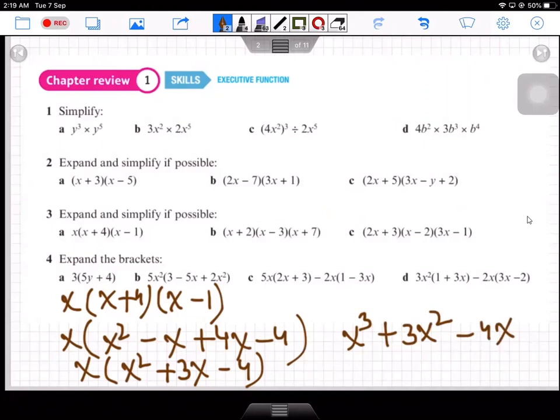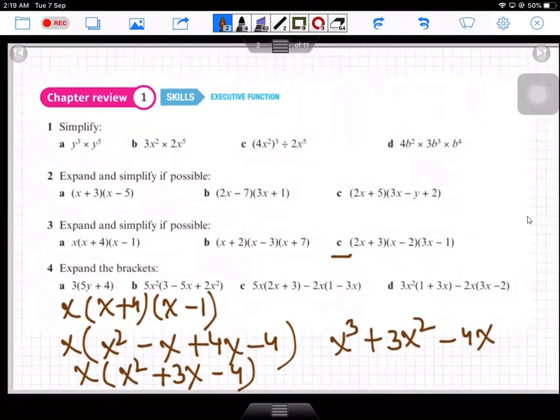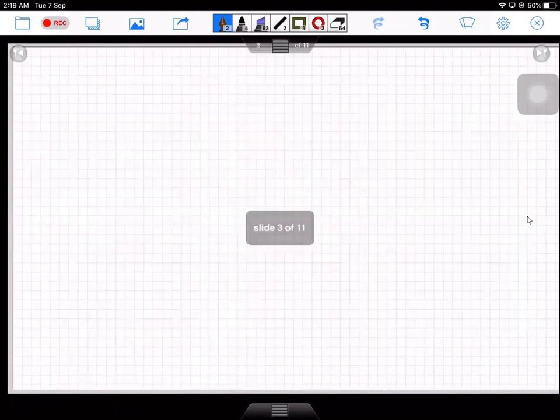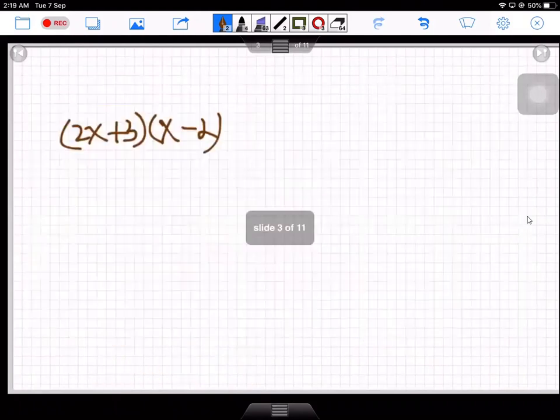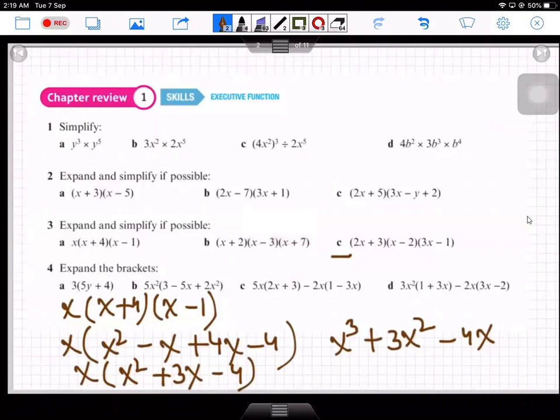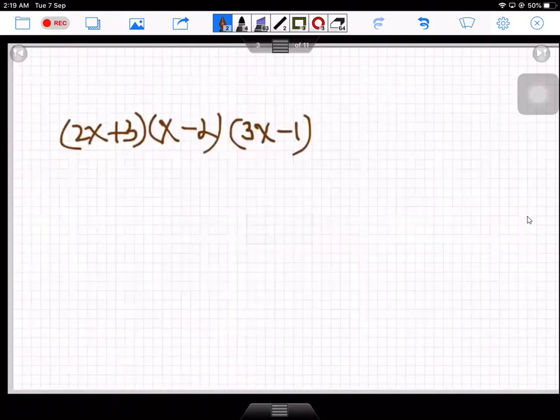Now we are doing question number 3 part C. Question number 3 part B, you can do it on your own. So question number 3 part C is 2x plus 3 multiplied by x minus 2 multiplied by 3x minus 1. All right. So basically, first of all, what we can do is leave this 2x plus 3 term alone. This will be multiplied in the end.